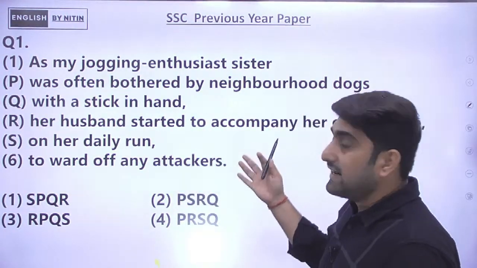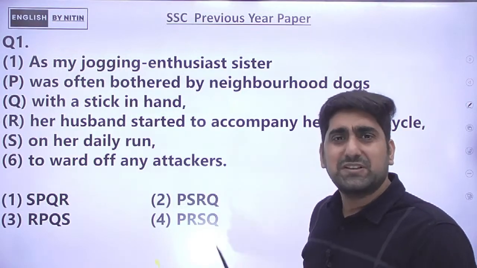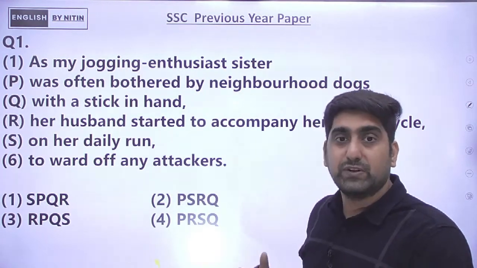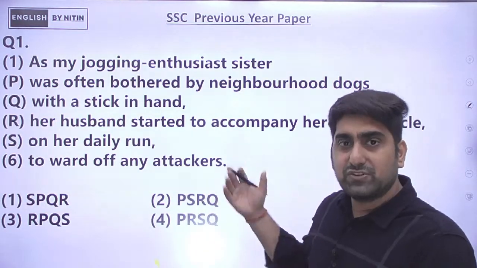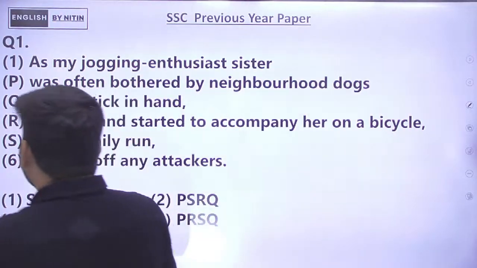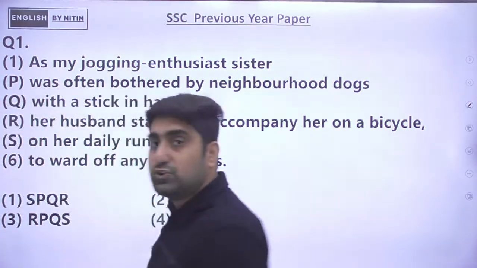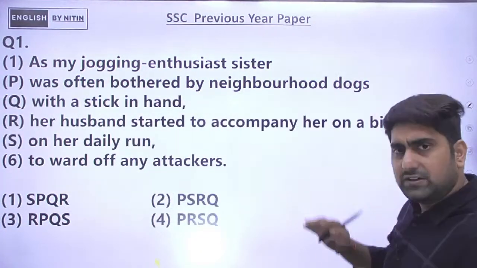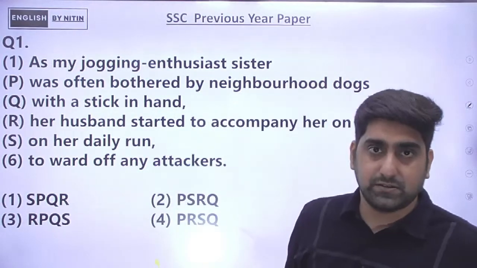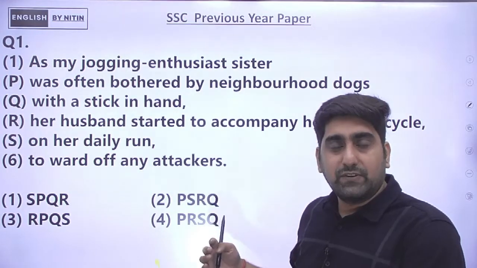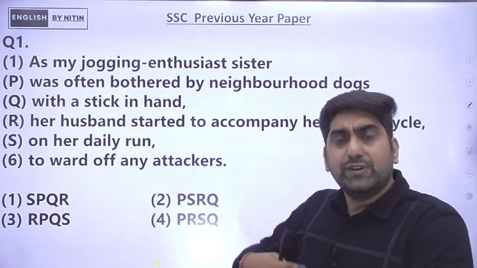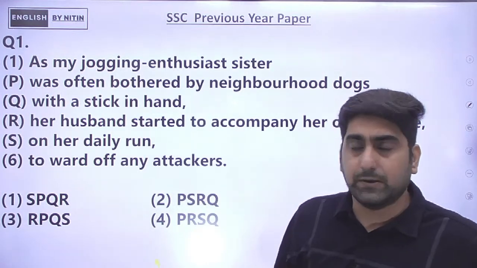It is a sentence rearrangement where 6 sentences are given and you need to arrange 4 sequences out of these 6. First and last are already in sequence. So guys, the question says, "As my jogging enthusiast sister," it is fixed, and the 6th sentence is "to ward off any attackers." The best strategy of solving this question is to read and understand the context in which the sentences have been written.